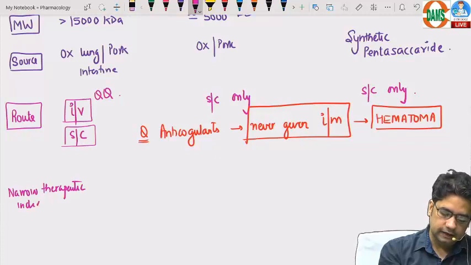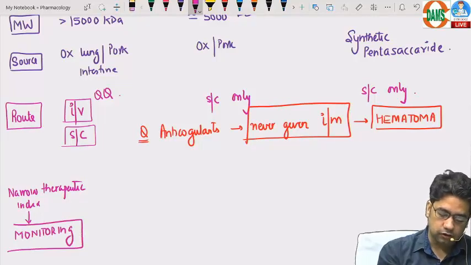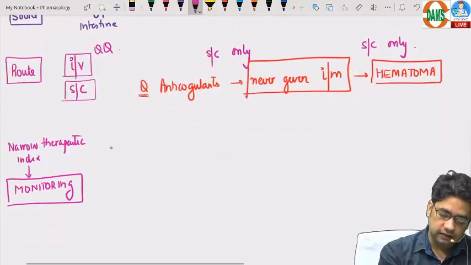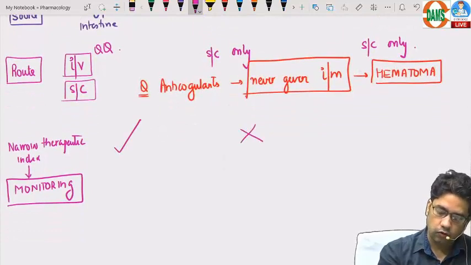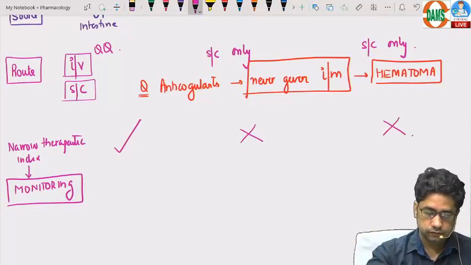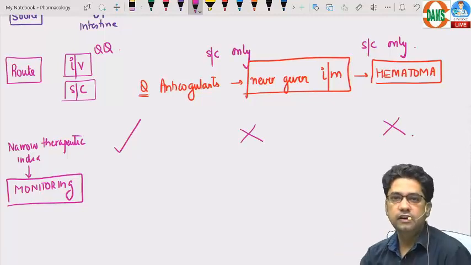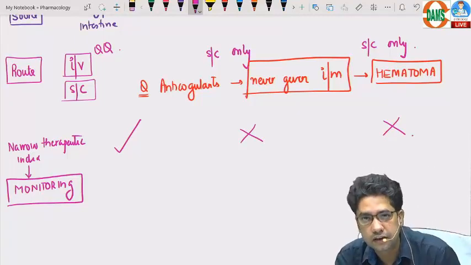And hence it requires monitoring. Which heparin will require monitoring? And which heparin will not require monitoring? You'll write yes, no, no. So high molecular weight heparin requires monitoring.